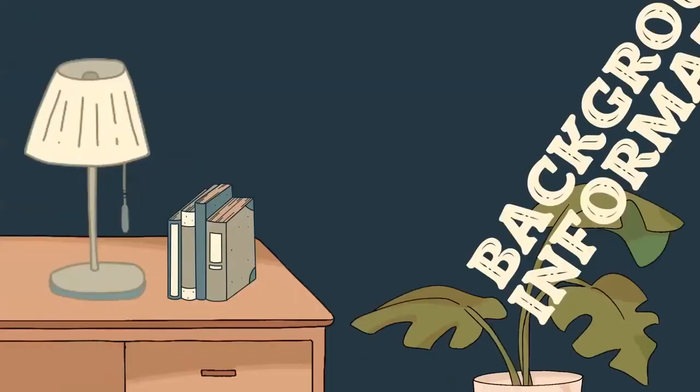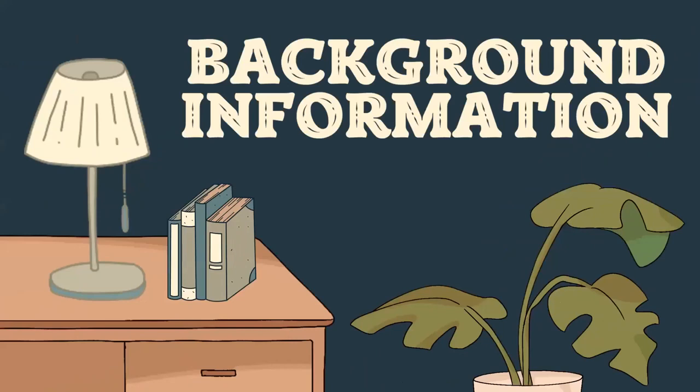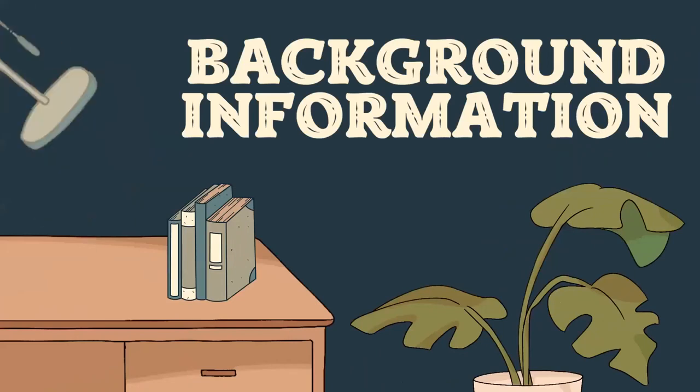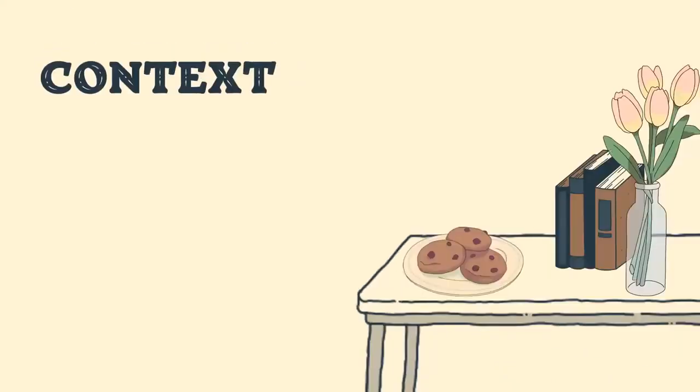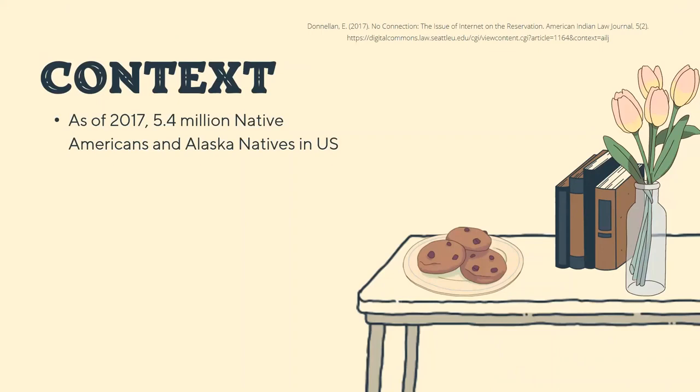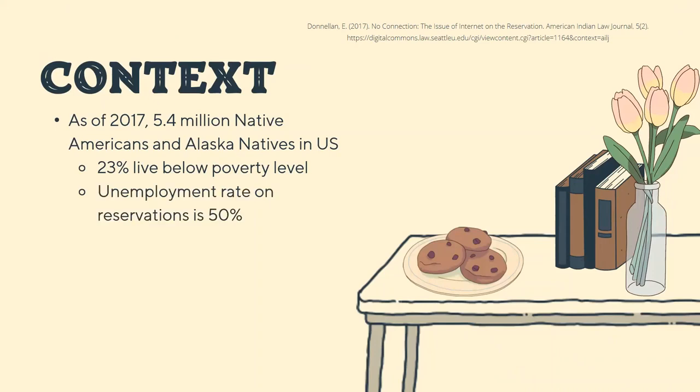It's helpful to understand the background of life on a Native American reservation when thinking about why internet access is inadequate. According to Emily Donnellan from the American Indian Law Journal, as of 2017, 5.4 million Native Americans and Alaska Natives are living in the United States. Of those 5.4 million, 23% live below the poverty level. The unemployment rate on reservations across the nation in 2017 was 50%.